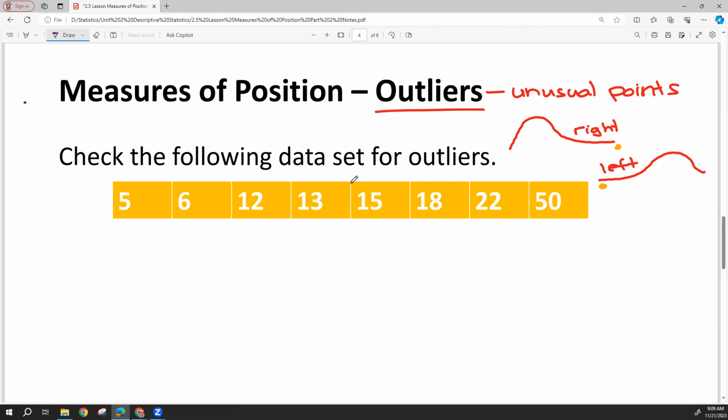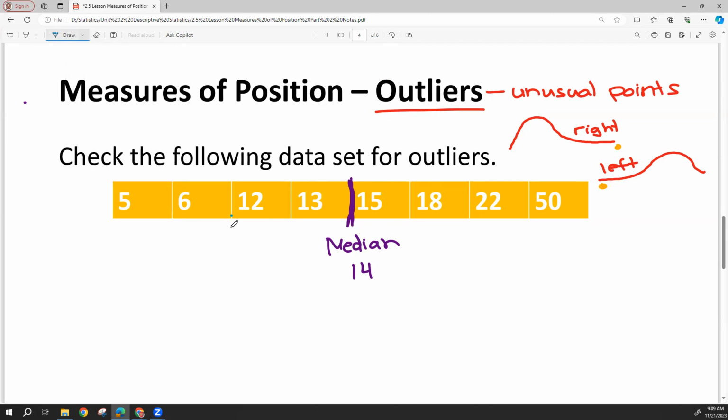So if I look at this data set, I have 8 data points. My median is there somewhere in the middle. And if we did this on Excel, we would find that the median is 14. It's just the number in between those two data points.